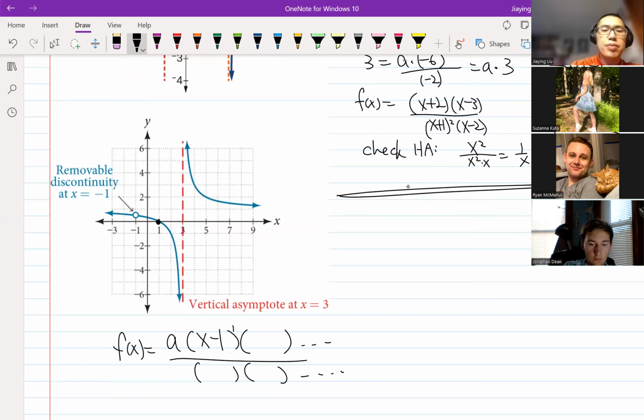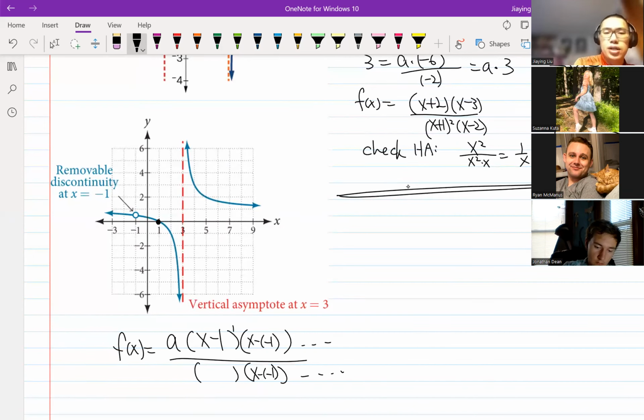Now here you have to be a little bit more careful because we also have a removable discontinuity at x equals -1. If you remember how we find the removable discontinuity, we're looking for common factors in numerator and denominator, right? So that's what we do. If we have a removable discontinuity at x equals -1, which means we're going to have a common factor x minus -1 in both numerator and the denominator. We don't want to cancel them. If we cancel them, we change the function. So that's a common factor.